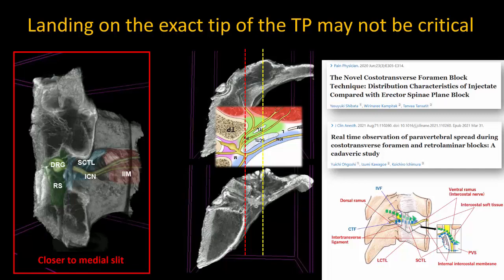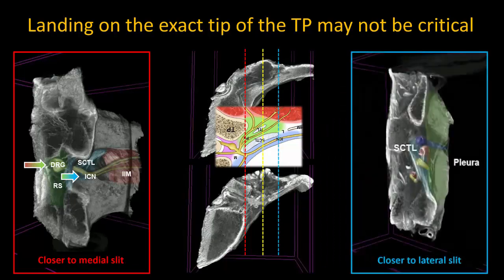And we can now understand that what they call the costotransverse foramen is actually the medial slit that was described by Cho and colleagues. Based on their micro-CT scans, it appears that an injection close to the base or the takeoff of the transverse process will produce spread into the region of the dorsal root ganglion and spinal nerve quite readily, and possibly into the paravertebral space through the medial slit.